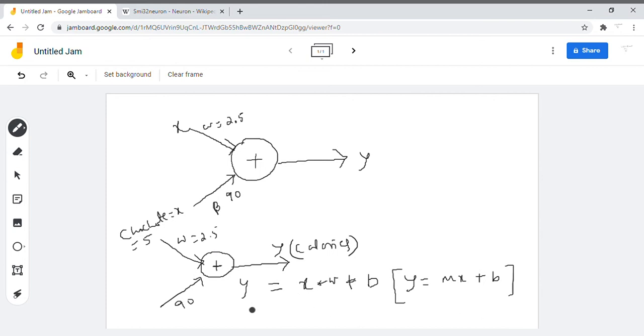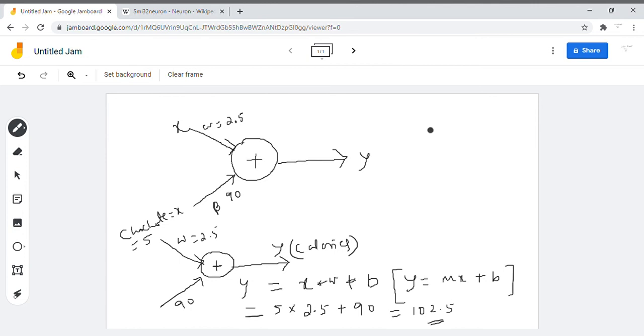Now we can simply replace this x with 5 into the weight, which is nothing but 2.5, plus the bias, which is basically the 90 in this case. And finally, you'll get around 102.5 as the calories when you eat 5 grams of chocolate in this case. Alright, now observing this equation, this is typically the straight line equation.